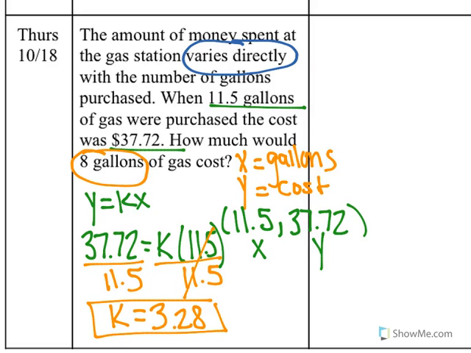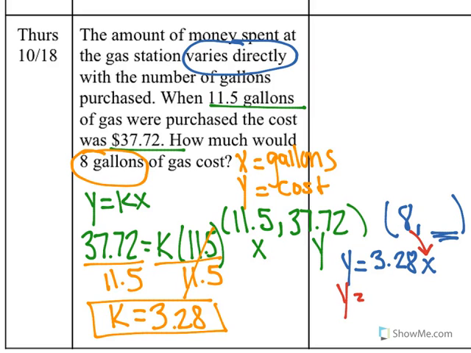So if I want to know how much 8 gallons cost, remember gallons is x, so I would have the 8, and then I want to know the cost. I want to know my y value. So I'm going to just rewrite my direct variation equation as y equals 3.28, the k value that we just found, times x. Now I know that x in my next part is going to be 8.